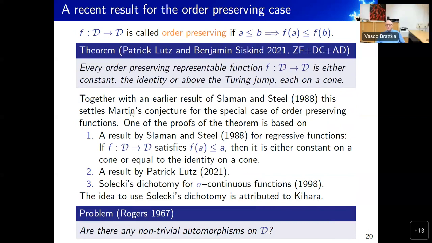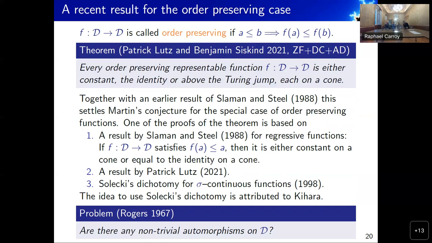If you look into the original version of Martin's conjecture, it has cases A and B. Your question is related to part B with the jumps and the structure you get for these jumps. What Patrick Lutz and Benjamin Siskind did is related to part A. Part B was already solved much earlier by Slaman and Steel. So together with this earlier result, you get a solution of Martin's conjecture restricted to order preserving functions. Which case is this result solving, the part where you have a constant function, or the regressive function, or the increasing function?